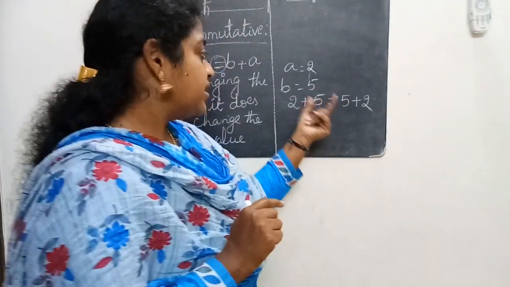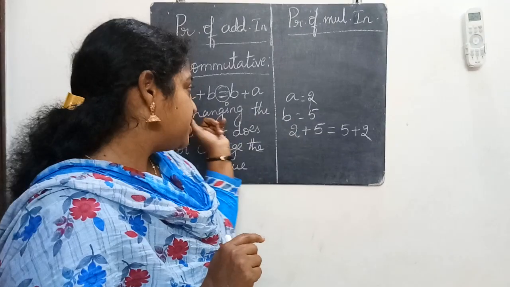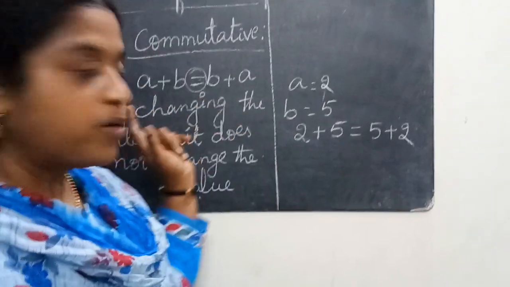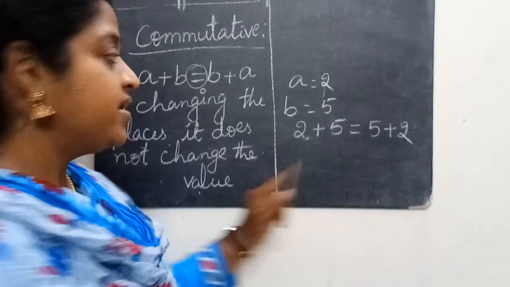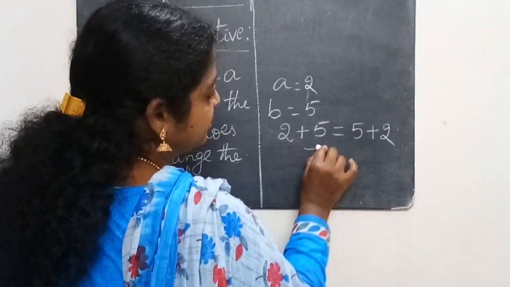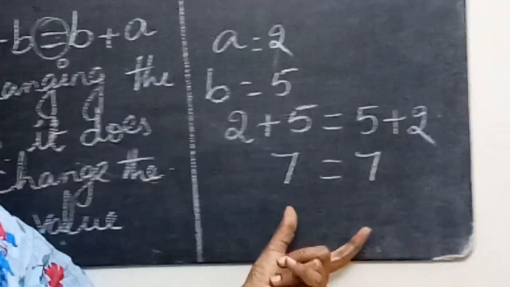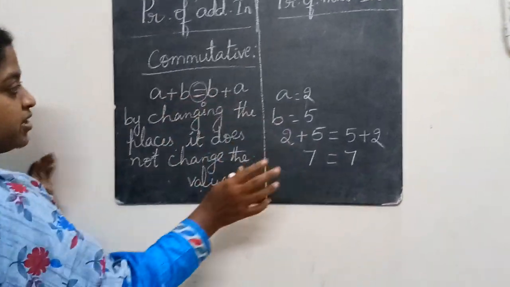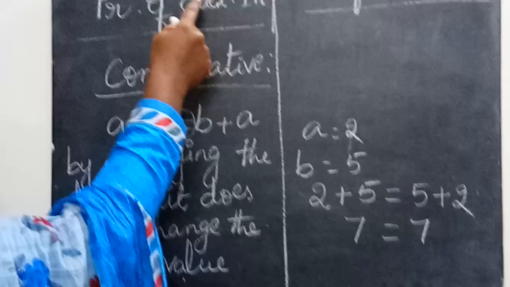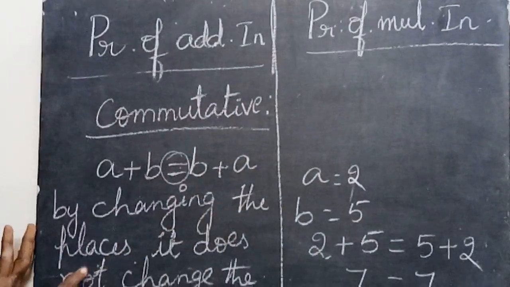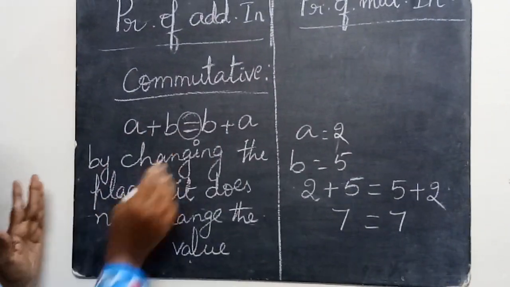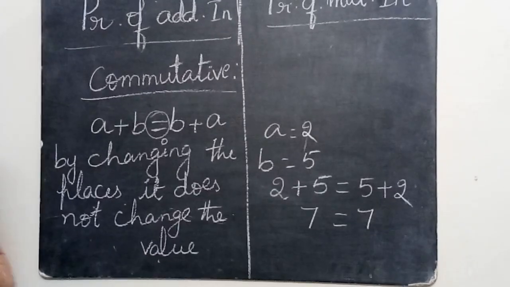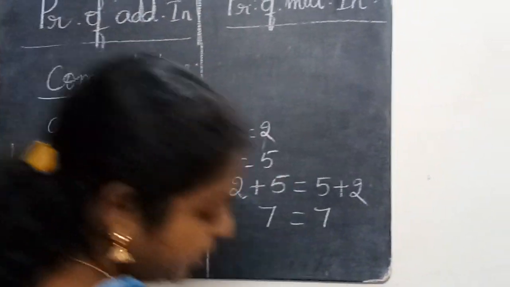Okay. Here you can see that A plus B is equal to B plus A. Commutative property under addition I am explaining here. So 2 plus 5 is 7. 5 plus 2 is 7. Is there any difference, children? 7 and 7, same value. And observe properly, commutative property under addition, by changing the places, it doesn't change the value. Understood? Same way for multiplication.